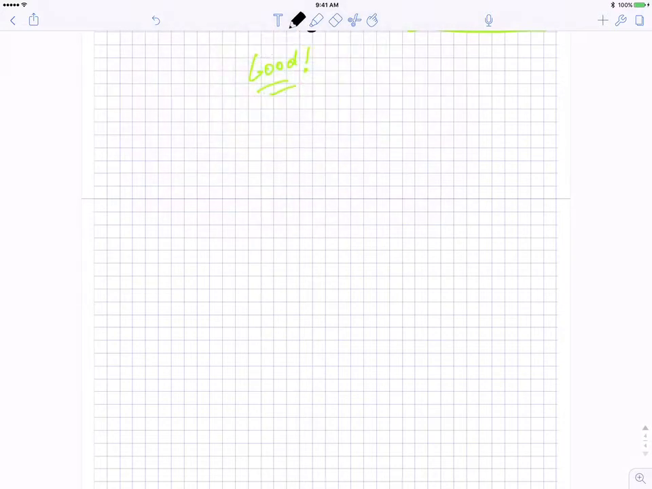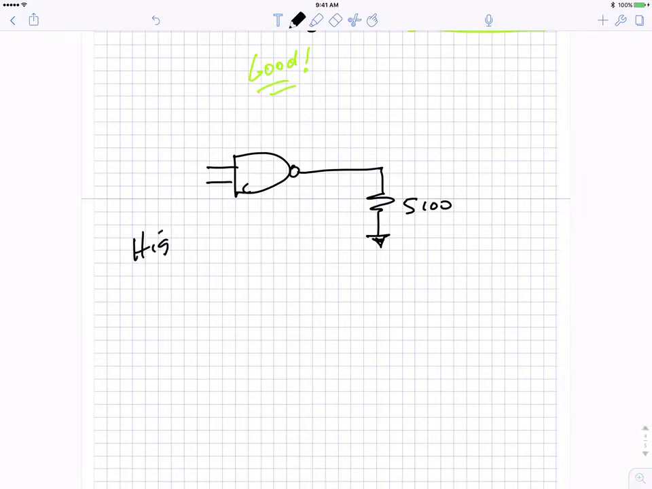Okay, so let's make that circuit. So we have 5.1K, green output and ground. That's all there is. So that looks like a Thevenin equivalent. So we're done with that step. Now we can look at the high state.